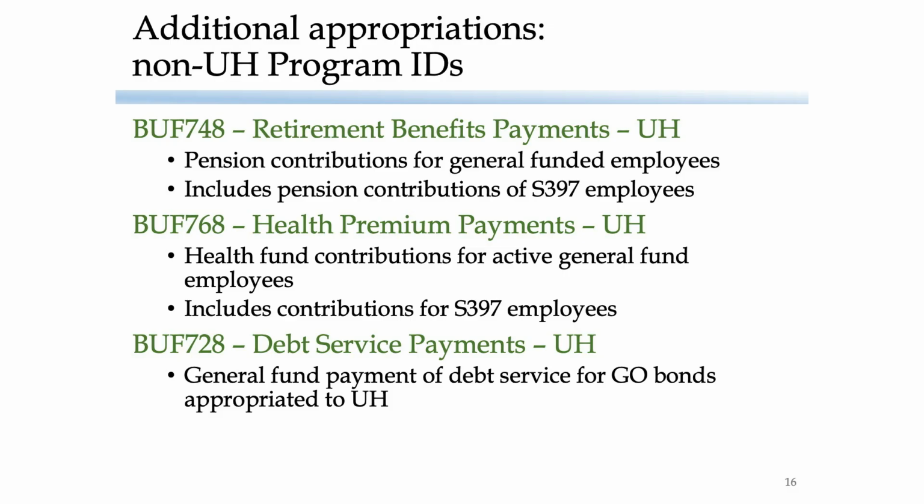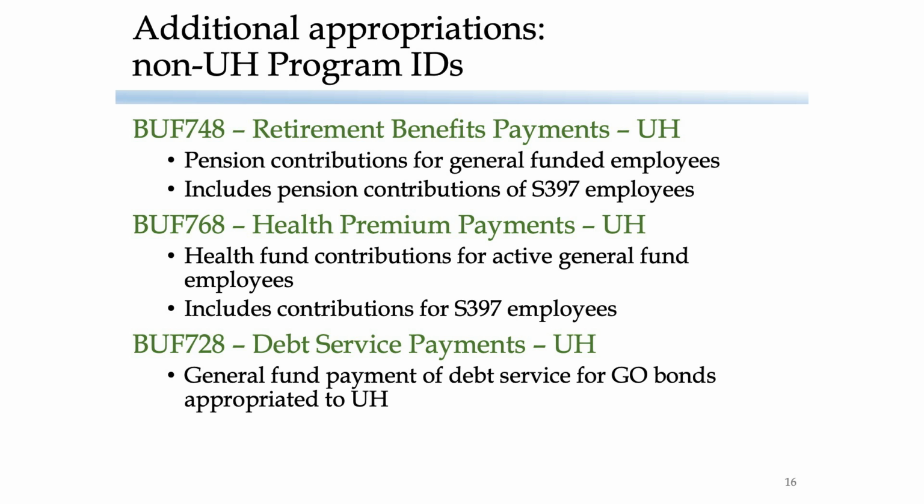Well, that type of expenditure, if you are general fund authorized, the university actually doesn't pay for that. The State of Hawaiʻi actually pays for it via an appropriation to the State Department of Budget and Finance, here reflected as program ID 748, for example, or 768 for health insurance premiums. So State Budget and Finance takes care of those payments for fringe benefits for general fund authorized positions.